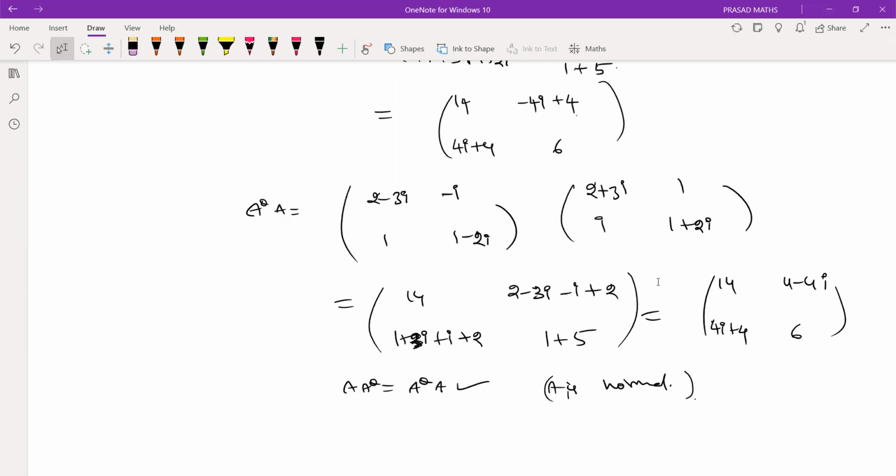Right? You can easily compare. See, there is no shortcut for this because there is no identity matrix. There is no identity matrix. So therefore, there is no shortcut for this.